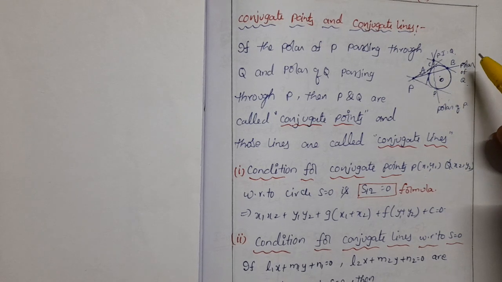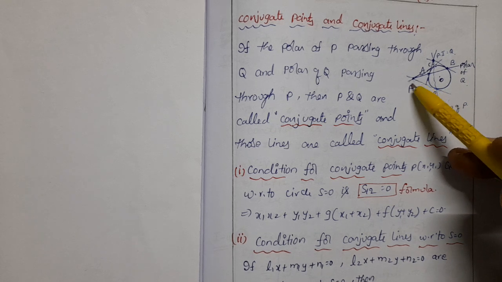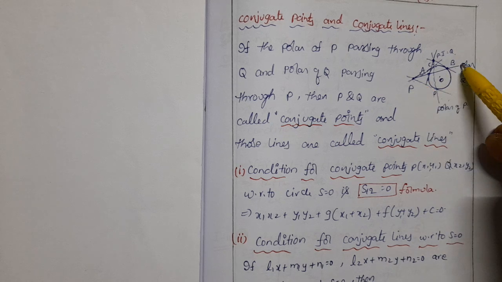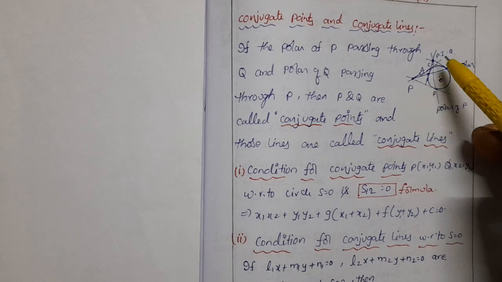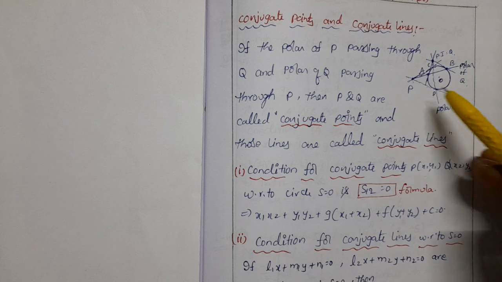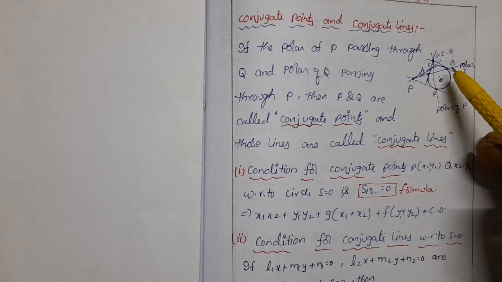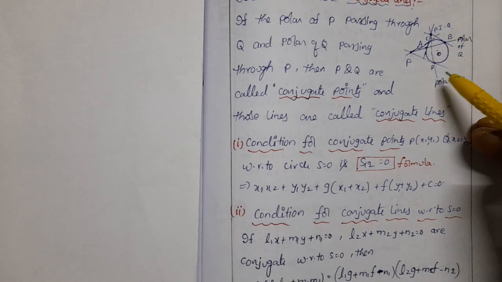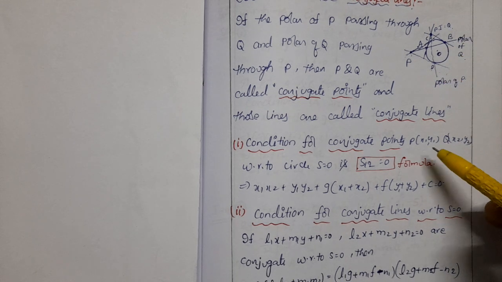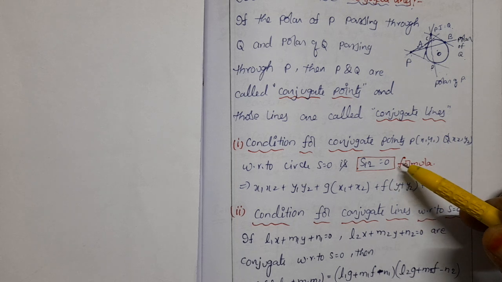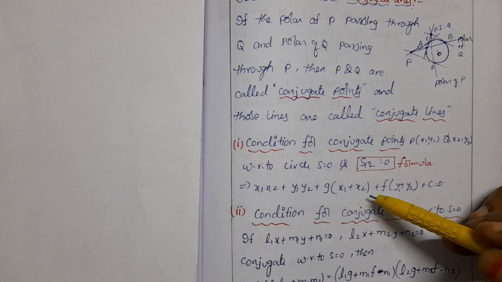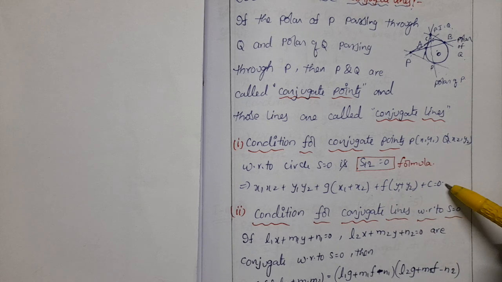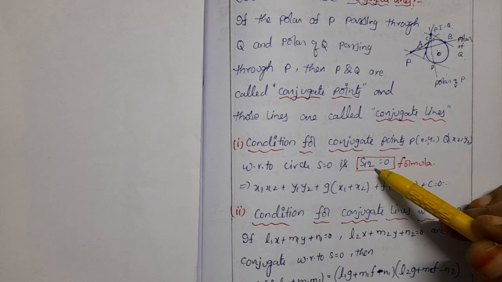Conjugate points and conjugate lines. If the polar of P passes through Q and the polar of Q passes through P, here this is the polar of P, this is the polar of Q, then P and Q are called conjugate points. Those two lines are called conjugate lines. Condition for conjugate points is S12 equal to 0. x1 x2 plus y1 y2 plus g into (x1 plus x2) plus f into (y1 plus y2) plus c equal to 0 is the notation for S12.